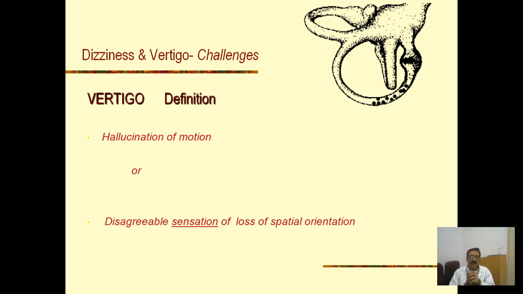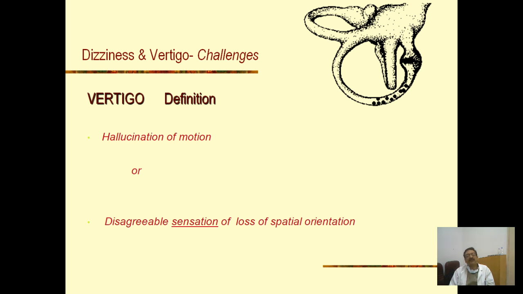This is vertigo. If they are moving and they are falling, if they are moving and they are sidestepping, then that is not vertigo. Vertigo is a sensation. So it's a sensory symptom, it's a hallucination of motion or a disagreeable sensation of loss of spatial orientation. What does that mean? Disagreeable sensation of loss of spatial orientation.